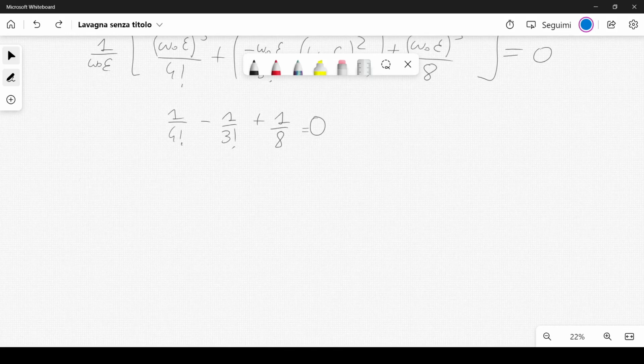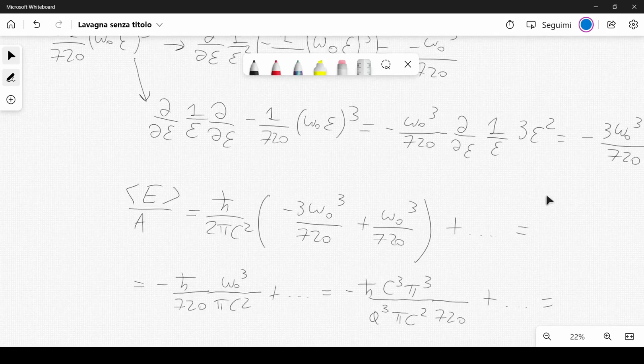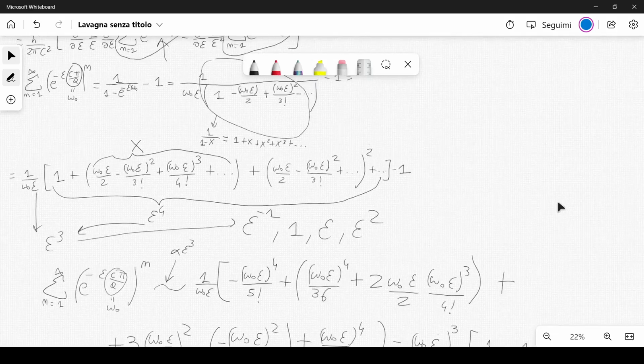So terms which are proportional to epsilon are the following. So we have 1 over omega 0 epsilon, and we have to consider terms that are proportional to epsilon squared inside the square brackets. We get 1 from x, and it's going to be minus omega 0 epsilon squared divided by 3 factorial. So it's very simple, very easy to check. It is just this term here.